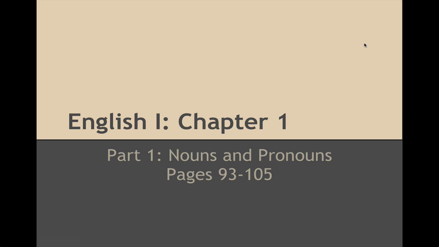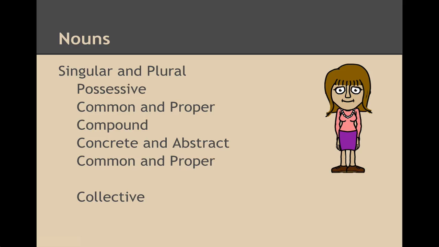Just stop the tape. Okay, so on page 93 you see in red we have nouns, so that's the first big section we're going to take a look at. This character over here, by the way, is Nancy Noun, and she becomes more important in the next chapter that we're going to do, but I wanted to at least introduce her here.